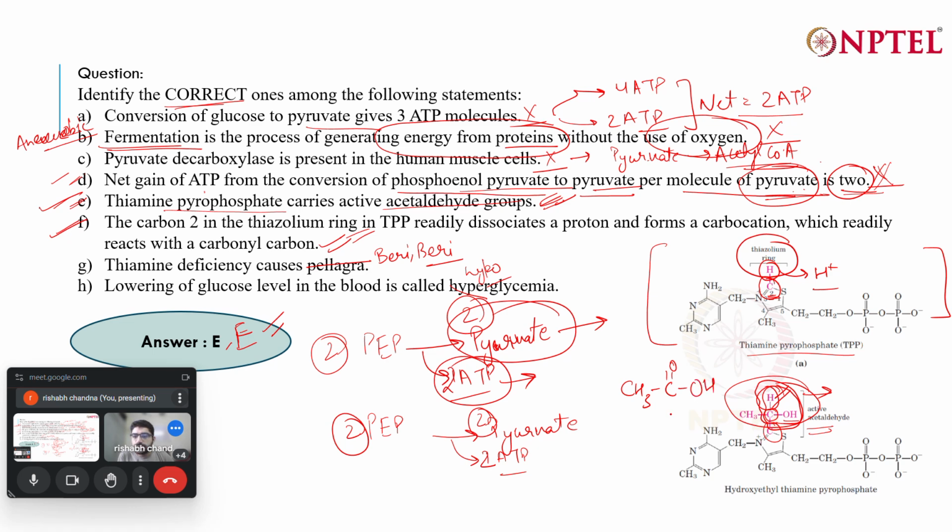Sir, means thiamine pyrophosphate is reacting with acetaldehyde, or the thiamine pyrophosphate after reacting with acetaldehyde is giving hydroxyethyl thiamine pyrophosphate. So after reacting with acetaldehyde, it is giving hydroxyethyl thiamine pyrophosphate. Okay, sir.